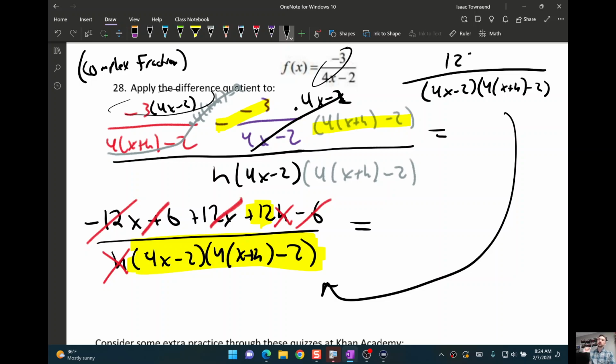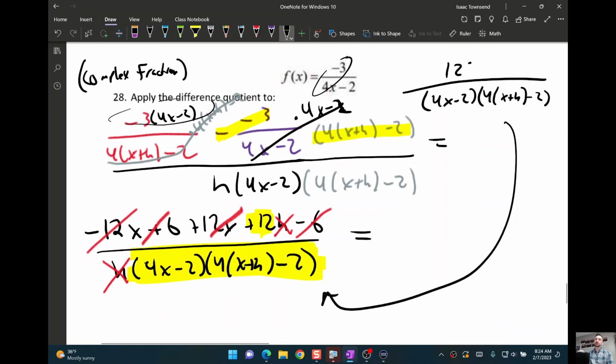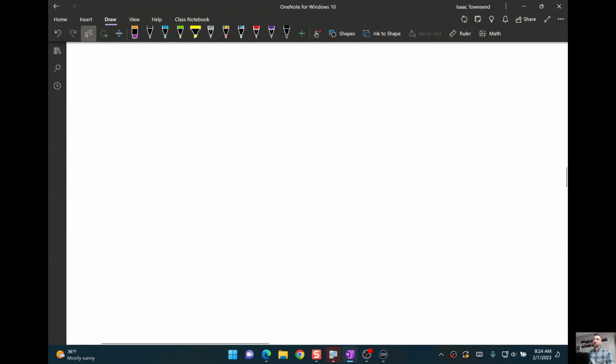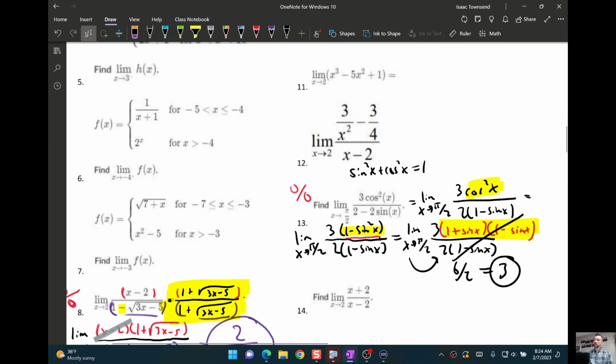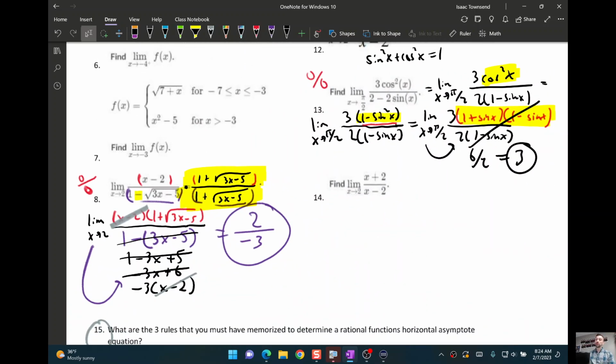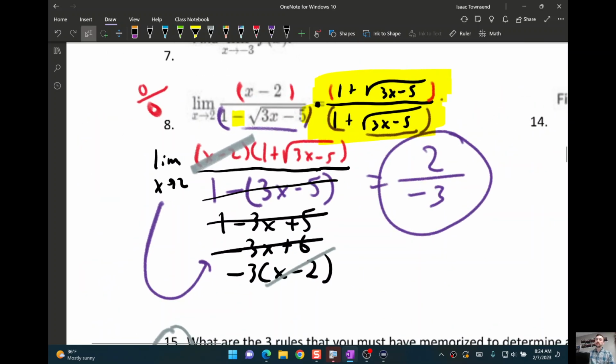So 2 question types you need to be able to simplify: complex fractions. Compare 28 to number 12. Number 12 is also a complex fraction. It's got very similar steps, even though they're different questions. And then 2 of them needed conjugates. Number 8 and number 27, I think. Both deal with multiplying by conjugates.